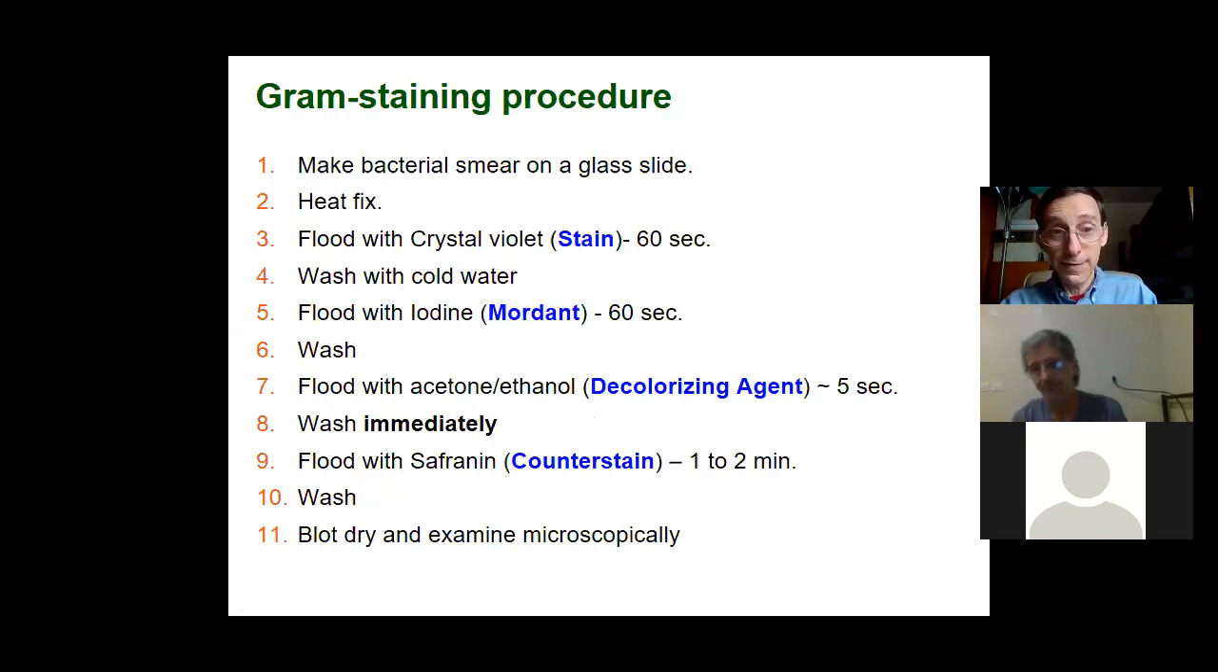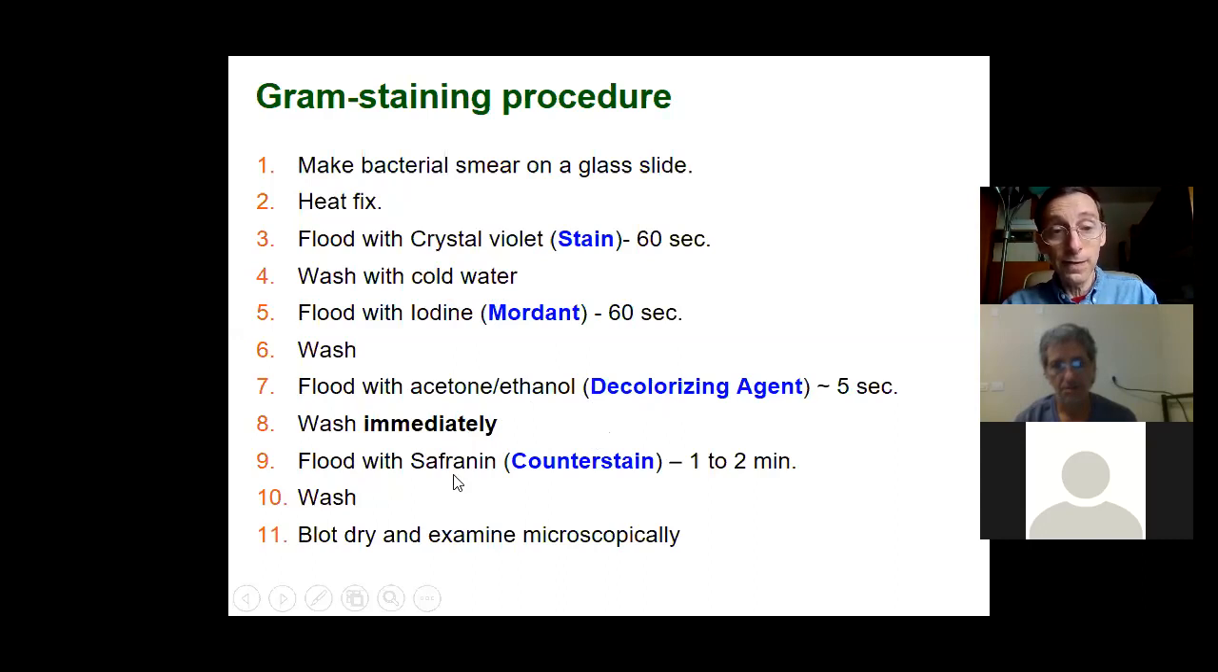After every other step, washing with cold water, when you do it, isn't terribly important. As long as the slide doesn't dry out, you can then wash with cold water. But with the acetone ethanol wash, you have to wash immediately with cold water to remove the acetone and ethanol so it doesn't pull the dye out of cells it shouldn't come out of. And I'll talk more about that when I go into this in greater detail.